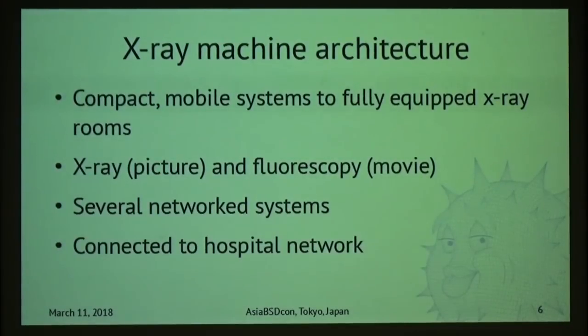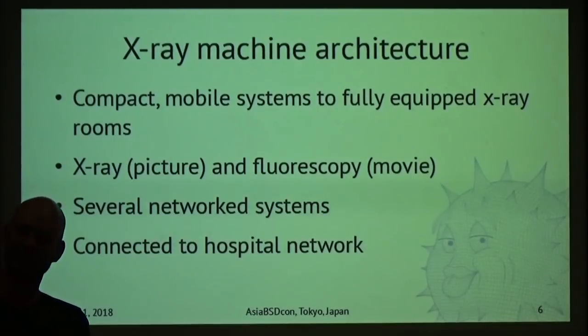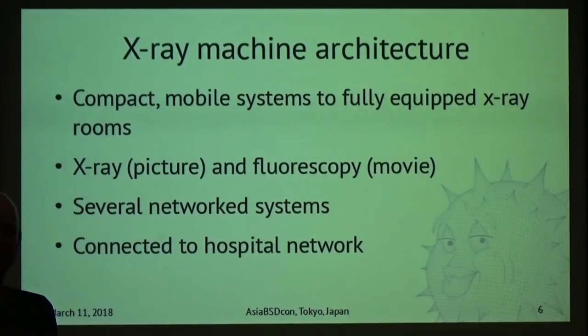The modern digital X-ray machines aren't actually just X-ray machines, they are digital fluoroscopy machines. Think of X-ray as a picture and the digital fluoroscopy as a movie. That's basically what it comes down to. So you can use these machines to see the joint in motion, stuff like that. Inside these X-ray machines, you have several network systems. It's all Ethernet inside. And these machines have to be connected to the hospital or doctor's office's network, of course.